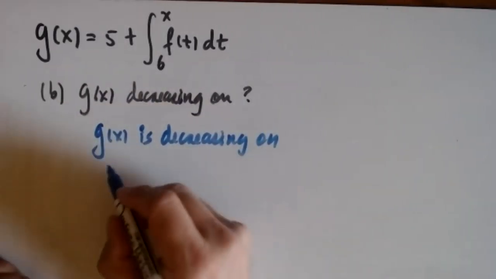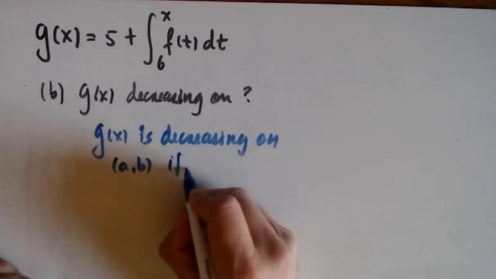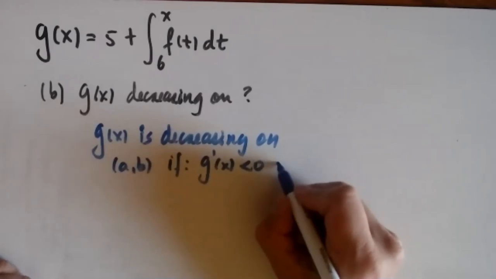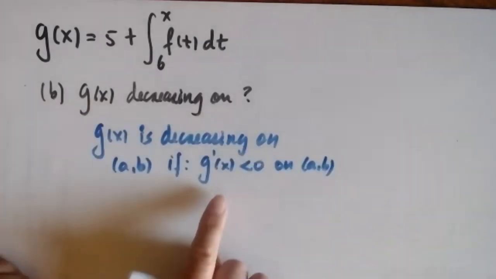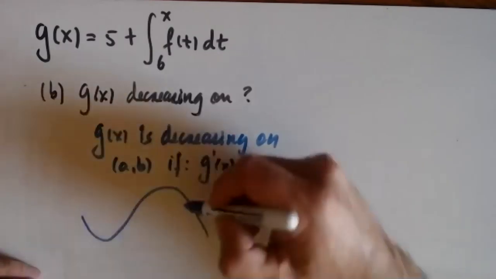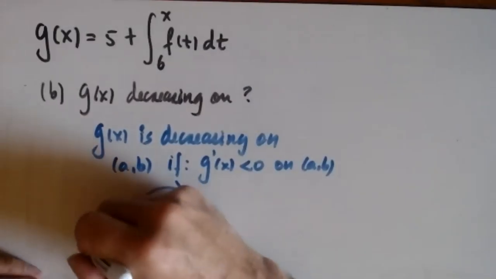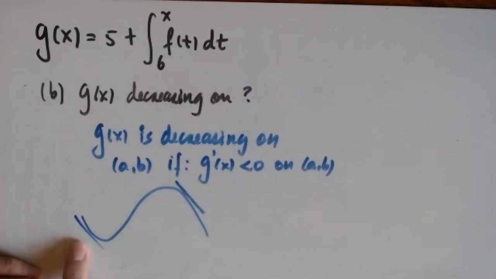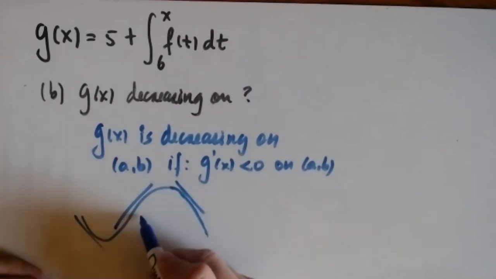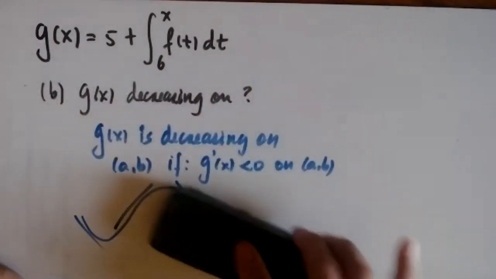Is decreasing on A comma B interval if G prime of X is negative on the interval. Not the area, the tangent line. Remember, if this is the graph, correct? Here the function is decreasing because the slope is negative. Here the same, here is decreasing, the slope is negative. So you go down, correct? Here is increasing, so the slope is positive, correct? So that's the criteria we have to apply.